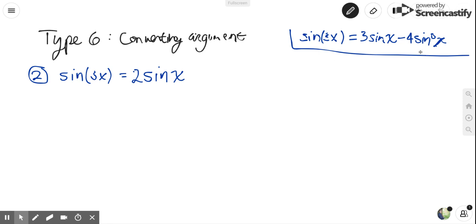So we're going to have to use this because once we do, then we're only going to have sine of x everywhere. In this case, it's going to be cubed. But once we do have that, it's going to be a problem we can solve. So here I'm going to write triple angle formula just to say that that's what I'm using.